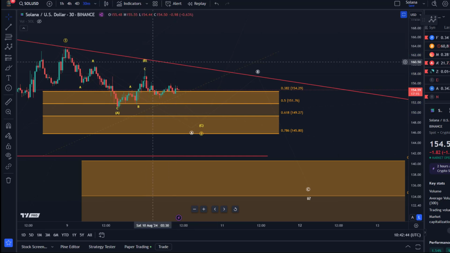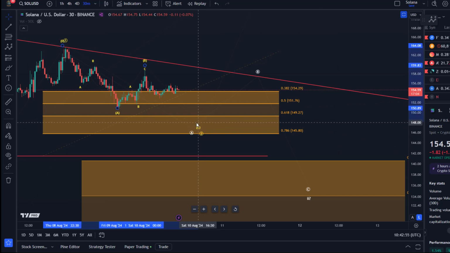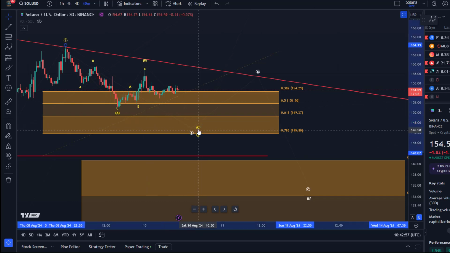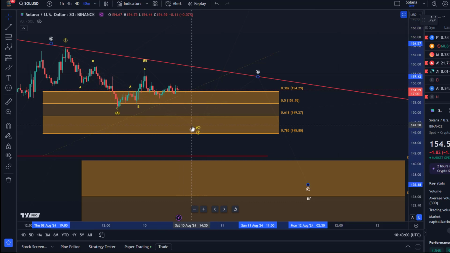Bottom line is, once we see a break below this Friday low here at 151.50, it indicates that downside pressure is increasing and we could be working on wave C. That could be wave C in yellow wave 2 or wave C in white wave A. Hope that makes sense.